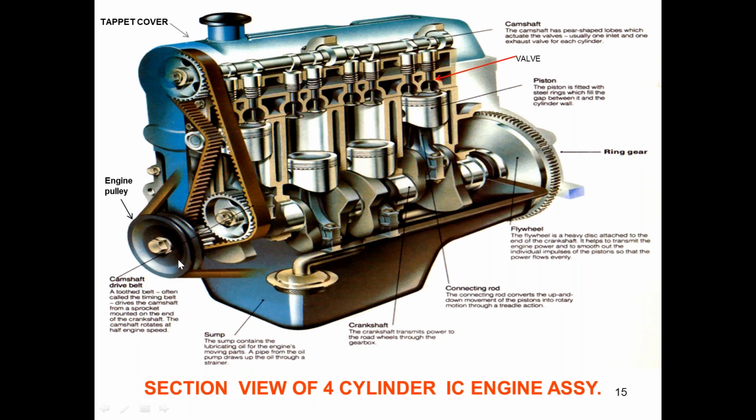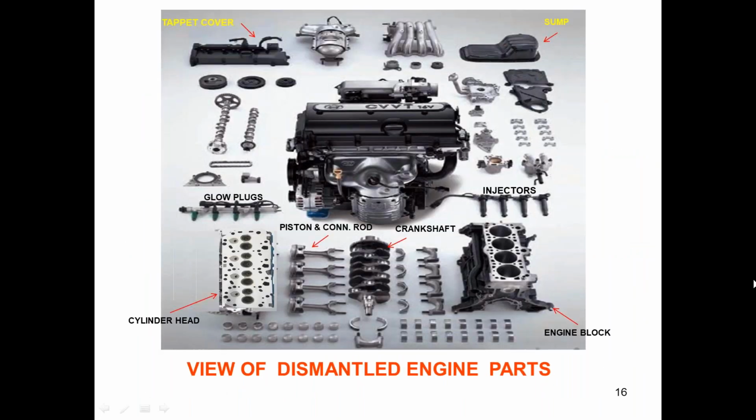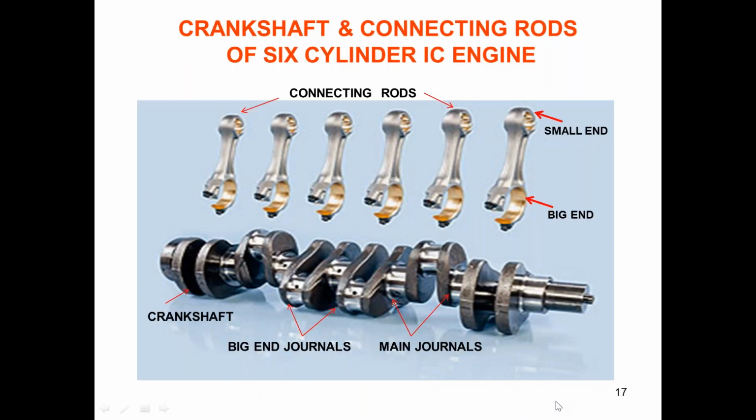Then there is the camshaft drive belt and the engine pulley. These are the main parts. View of the dismantled engine parts. Again, you see the dismantled parts: tappet cover, sump, injectors, the engine block, crankshaft, piston and connecting rod, cylinder head, glow plugs, and many other parts.